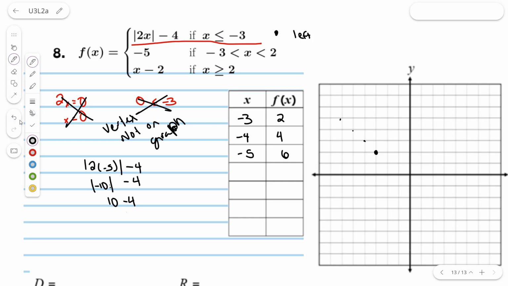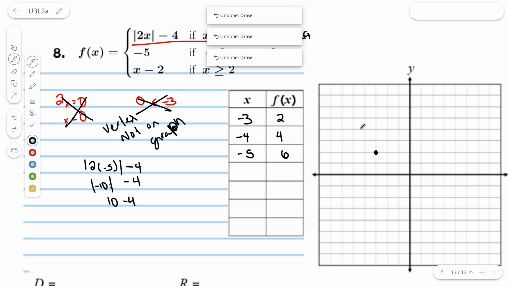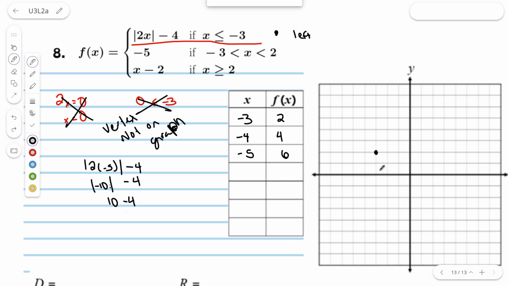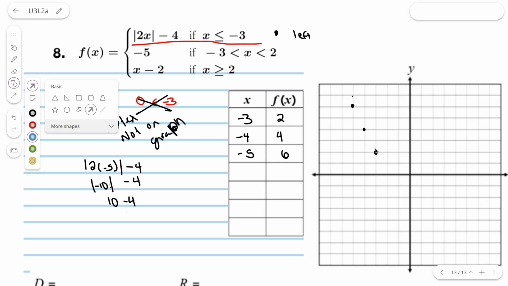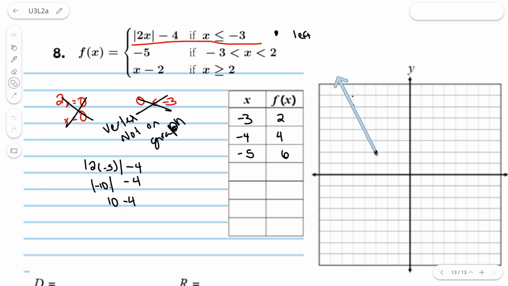Oops, those are not the points I should have plotted. At -3, 2; -4, 4; -5, 6. And then I'm going to draw those in with my arrow. And again, starting that off with a closed dot.